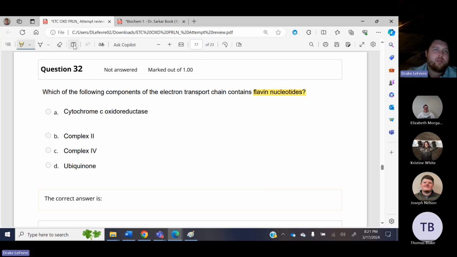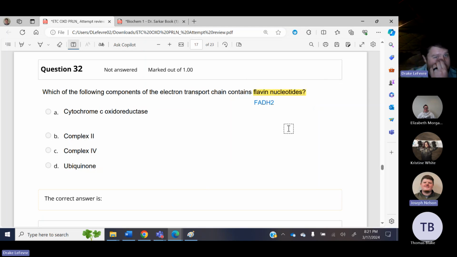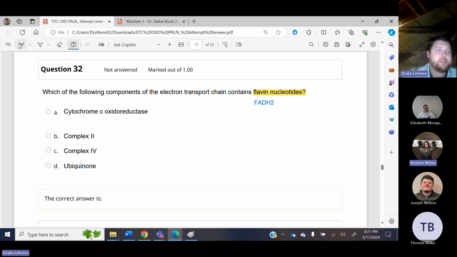Riboflavin, the flavin, does that correlate more to FADH or NADH? FADH, or FADH2, right? So which of these complexes has to do with FADH2? Complex 2.